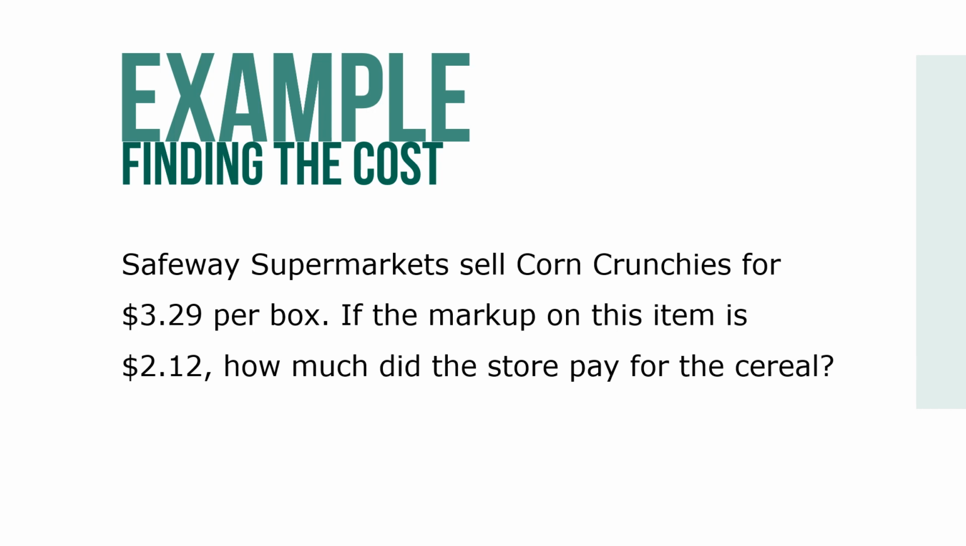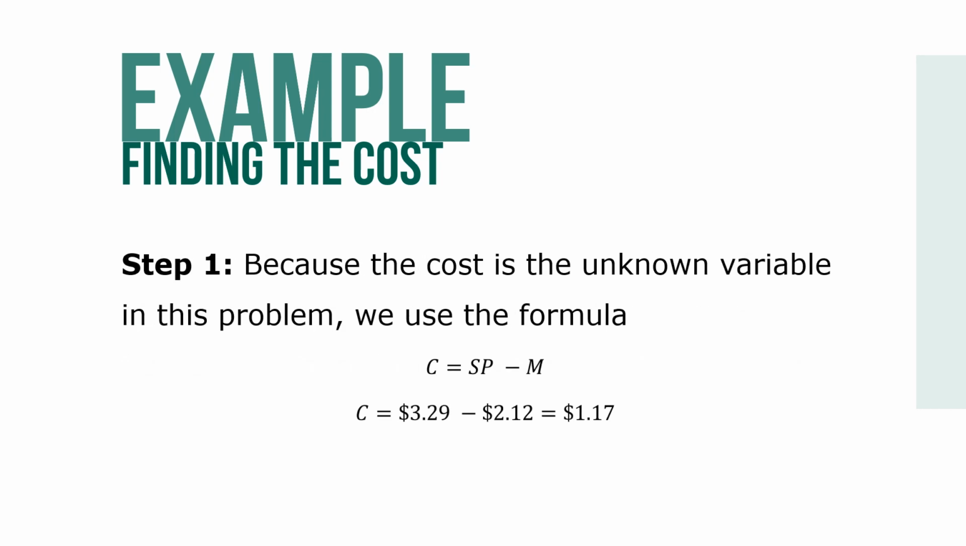One more example. Safeway supermarkets sell corn crunchies for $3.29 per box. If the markup on this item is $2.12, how much did the store pay for the cereal? Because the cost is the unknown variable in this problem, we use the formula C equals SP minus M, which means we take $3.29, the selling price, minus $2.12, the markup, to equal a total cost of $1.17.